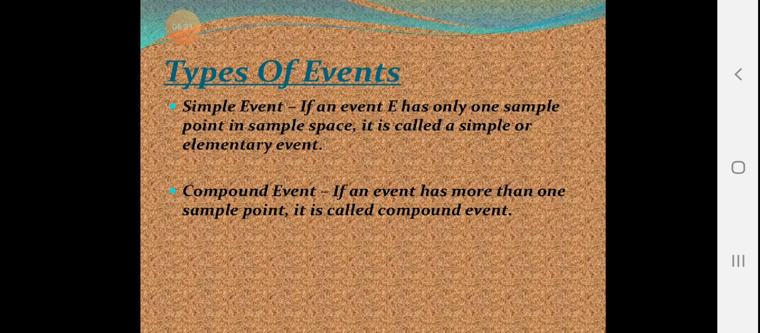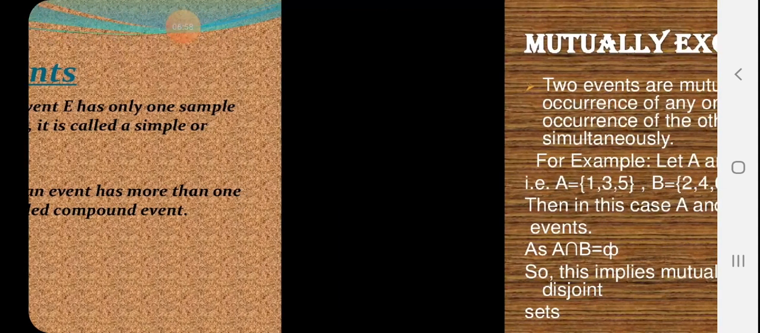Now, types of events. First is the simple event. If an event E has only one sample point in the sample space, it is called a simple or elementary event. That is only one type of event. Now, what is a compound event? If an event has more than one sample point, it is called a compound event. That means you have multiple options available during that event.